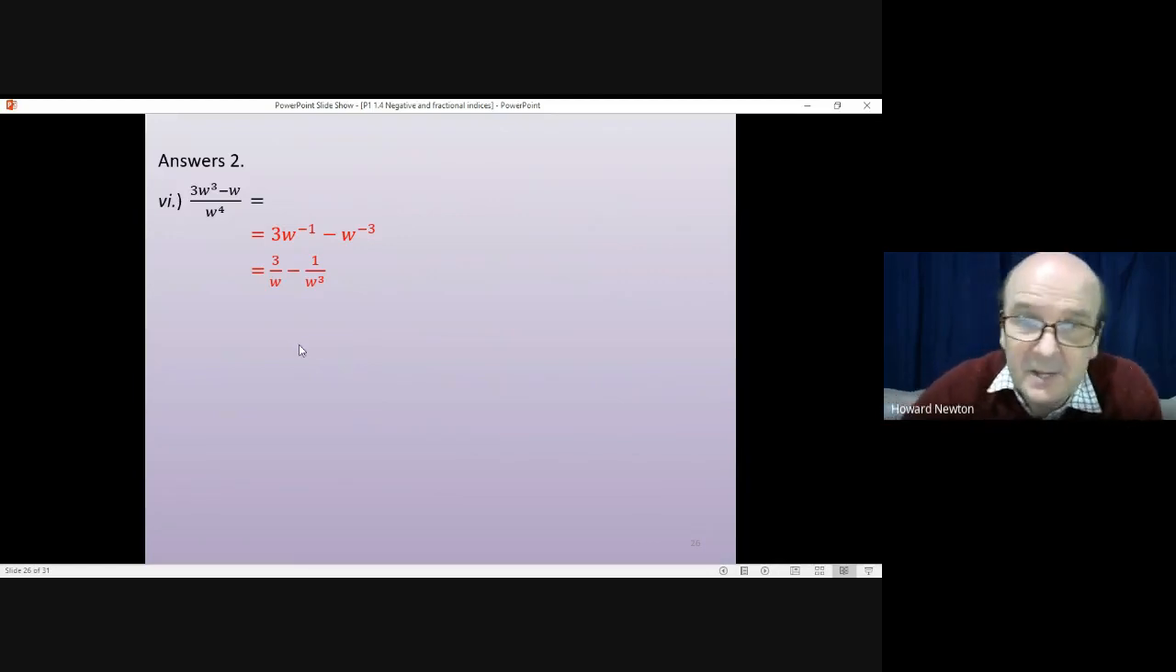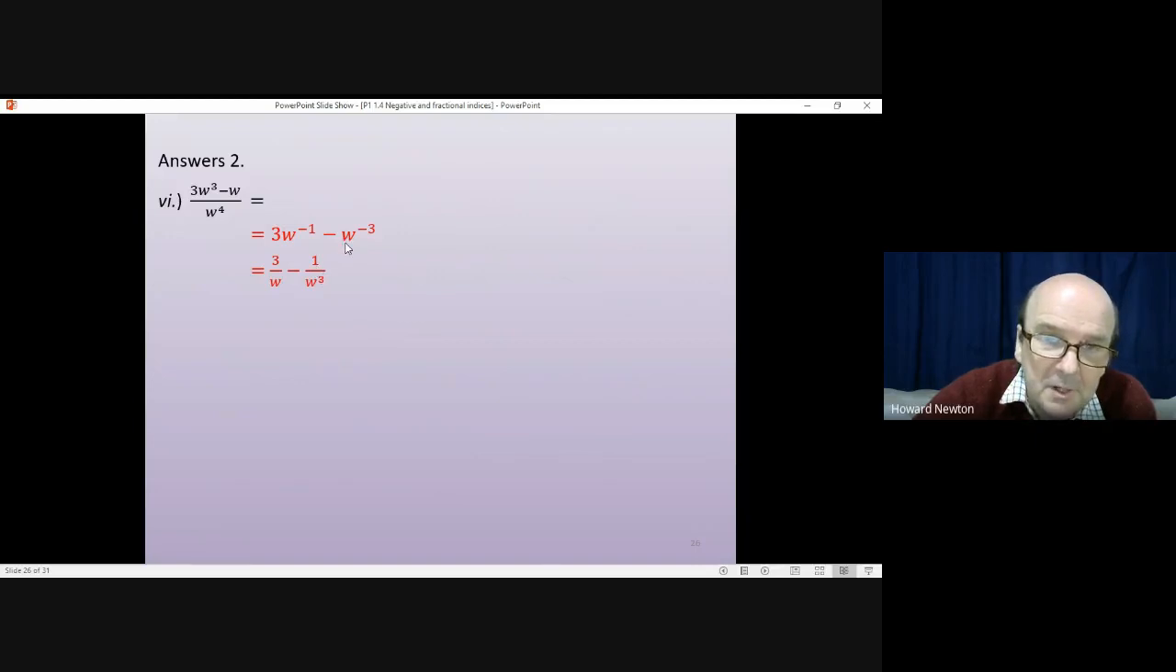And that's just tidying it up a little bit more. So the negative means you've got a reciprocal in both cases. So you've got 3 over w minus 1 over w cubed. And again, that 1 comes from the 1 in front of the w that is not written down. It's just assumed to be there.